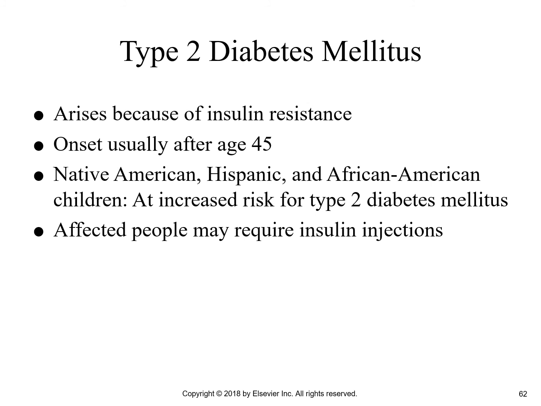Type 2 diabetes mellitus arises because of insulin resistance, with onset usually after age 45. Native American, Hispanic, and African American children are at increased risk for type 2. Affected people may require insulin injections.